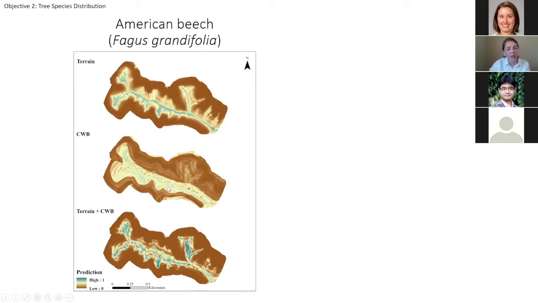The second trend that we start to see is that the terrain and combination categories are able to have a higher prediction value, so a darker blue, compared to the climate water balance variables. So the combination category in this instance has the darkest blue. It's showing it at lower topographic positions in this cove setting. The terrain category is more restricted to the northeast facing slope, but still lower topographic positions. But the climate water balance doesn't have a dark blue. It's not showing differences within a slope, and it's also not picking up on this cove setting.